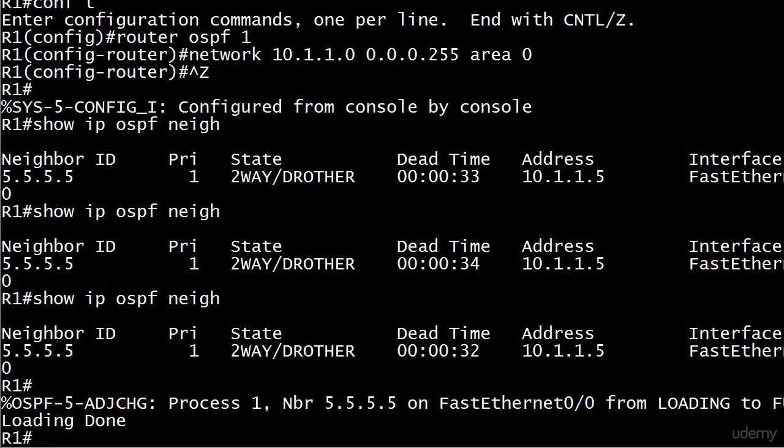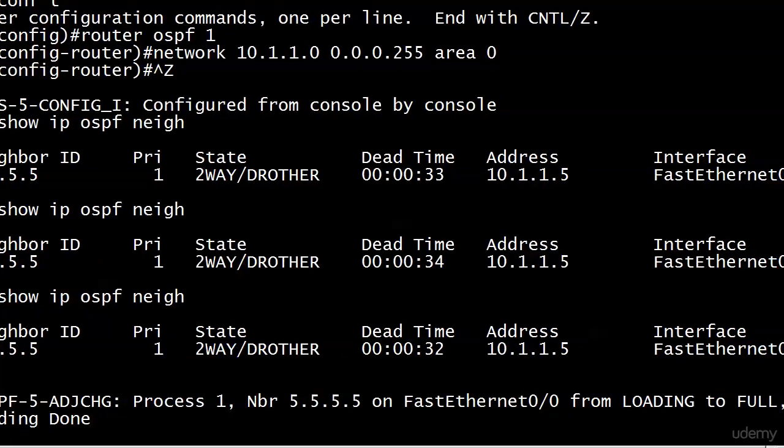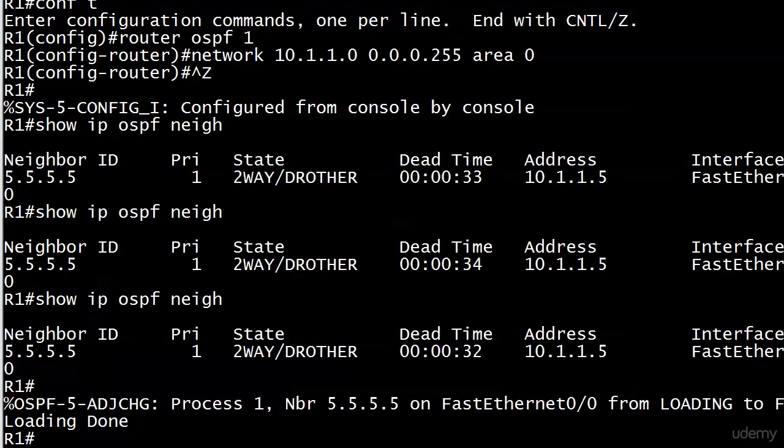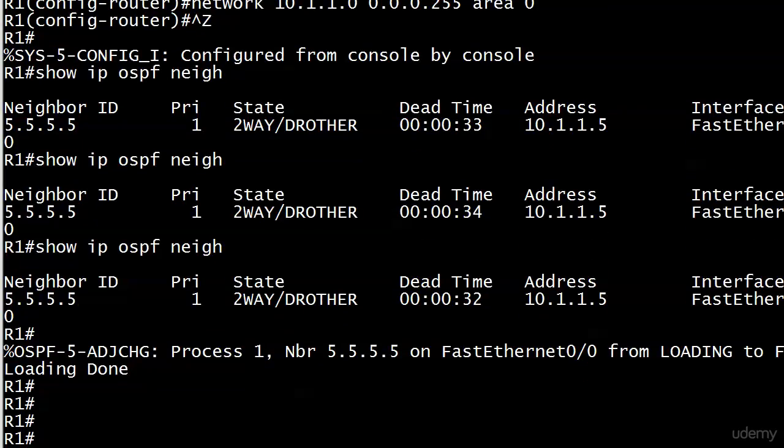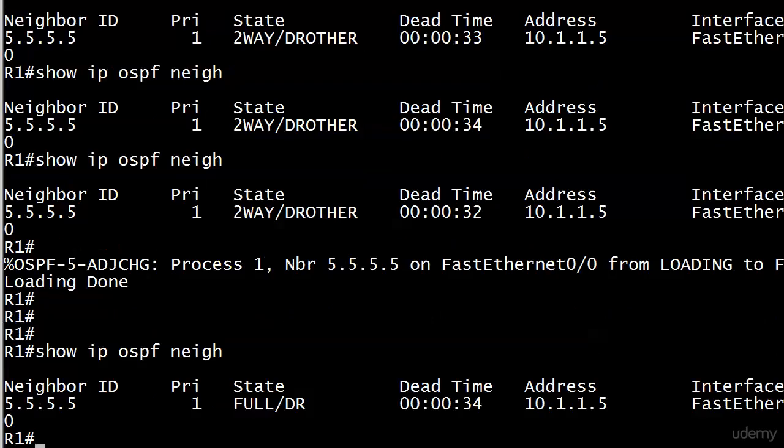And you can see we've got an adjacency change message, process 1, neighbor 5.5.5.5, and it even tells you what interface it's on. It does say from loading to full, and the loading is done. So that all sounds pretty darn good. Let's run show ip ospf neighbor again now, and let's go from left to right on this. We know why the neighbor ID and the address shown are different. Some people don't know that, so you're already ahead of the game. The neighbor ID, of course, is the OSPF RID of this neighbor.